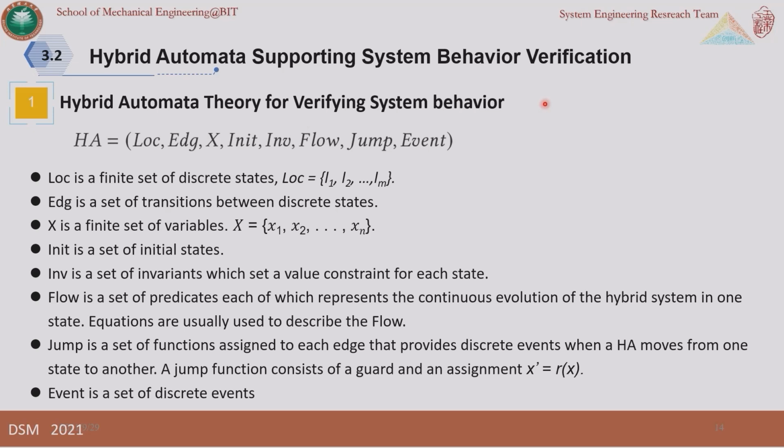It lacks syntax to express behavior precisely enough to support dynamic verification. So we integrate the hybrid automata into Comma. Hybrid automata can be described as a tuple. Loc is a finite set of discrete states. H is a set of transitions between these states. X is a finite set of variables, and Initial is a set of initial states. Invariant is a set of invariants which can set a value constraint for each state. Flow can be expressed as equations, and Jump is a set of functions which consist of a guard or assignment. Event is a set of discrete events.